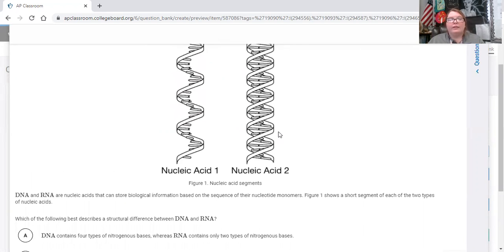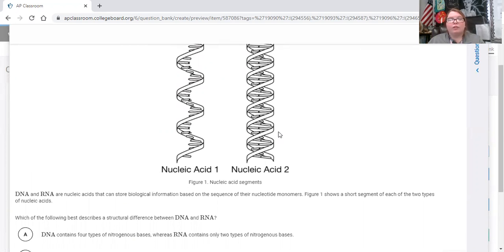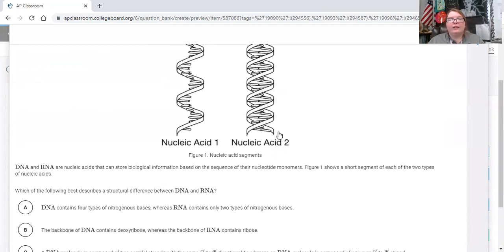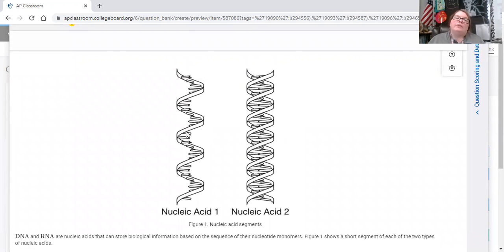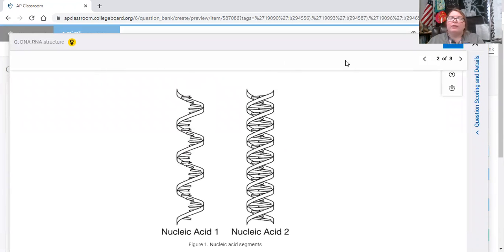Okay, this one is a structural difference between DNA and RNA, right? What we know here is that RNA has one strand and DNA has a double strand, right? So these are the kind of questions you'll see.